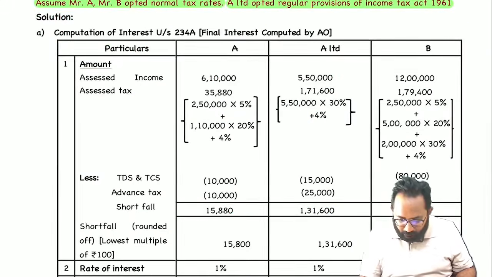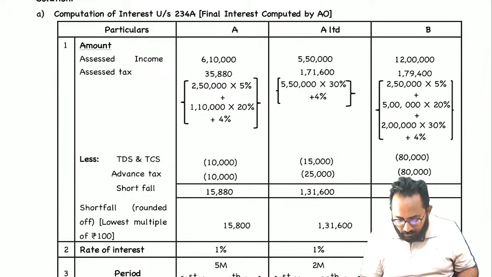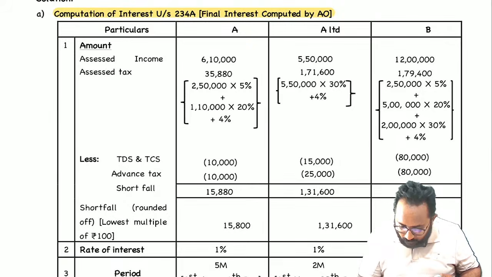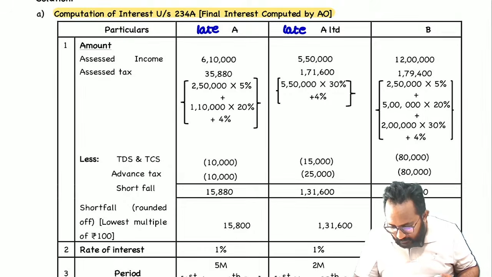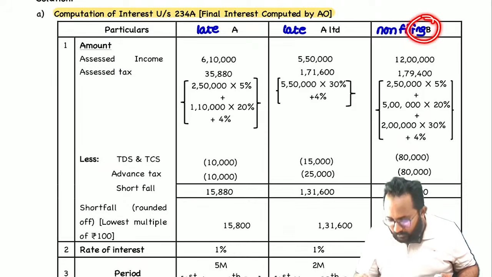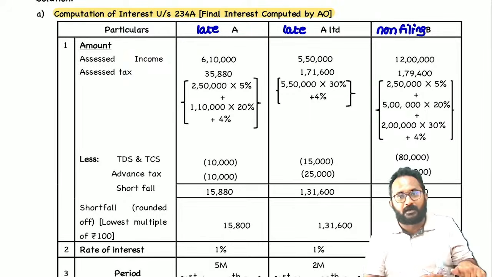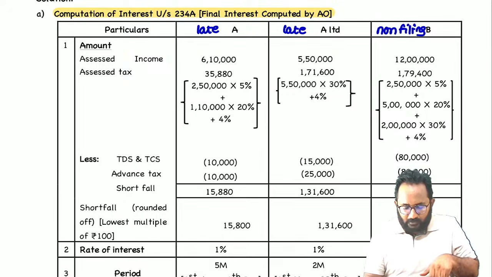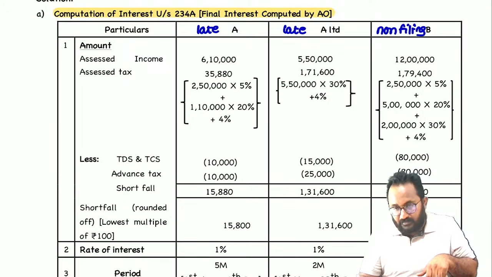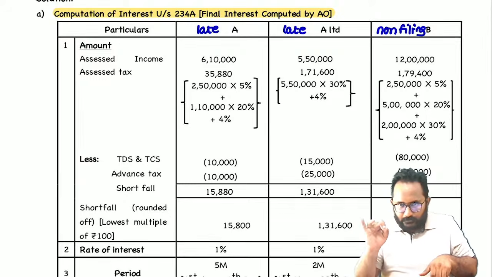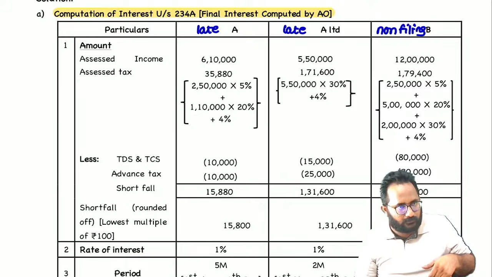That's why I will open three columns. Why? In case of A, it is late filing. In case of A limited also, late filing. Here it is non-filing. Non-filing, directly who will compute? AO. But for these two, first the SSC will compute, then the AO. I am taking the difficult questions. This much of difficulty you will not get in the exam. If you solve this easily, you can understand every question.